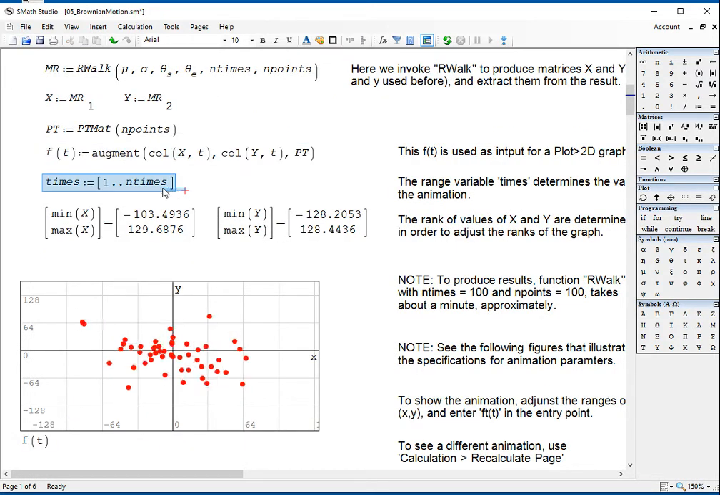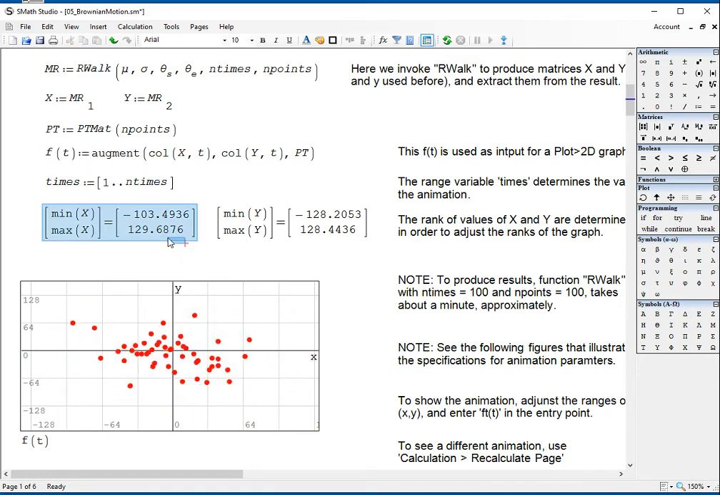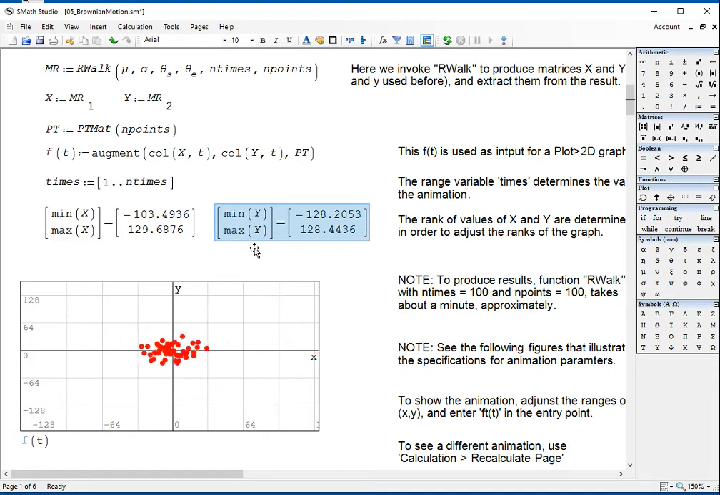I'm going to run this for times 1 to n times. In order to adjust the x and y axis, I determine the minimum and maximum values of y, and that I'm able to change my ranges of x and y in here. And then I produce the animation by writing f of t here.